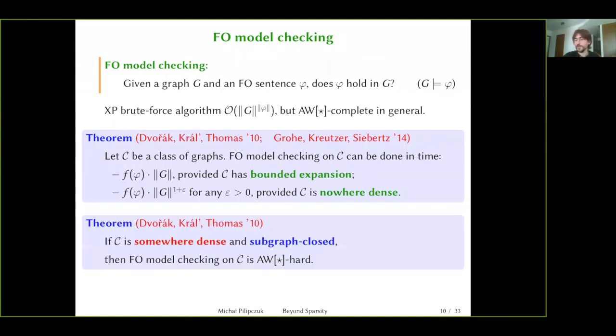And actually, this is tight. On subgraph closed classes, if your class is not nowhere dense, if it is somewhere dense, then FO model checking is as hard as on general graphs. It is AW-star-hard. So this means that for this meta problem of solving every fixed FO definable problem, nowhere denseness really delimits the tractability region from the parameterized complexity perspective.